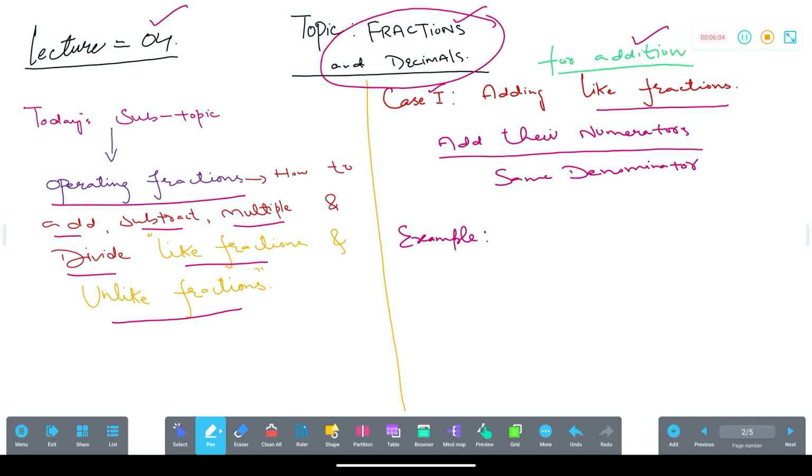I am writing: add 1 by 7 and 9 by 7. 1 by 7 and 9 by 7. I have to add them.